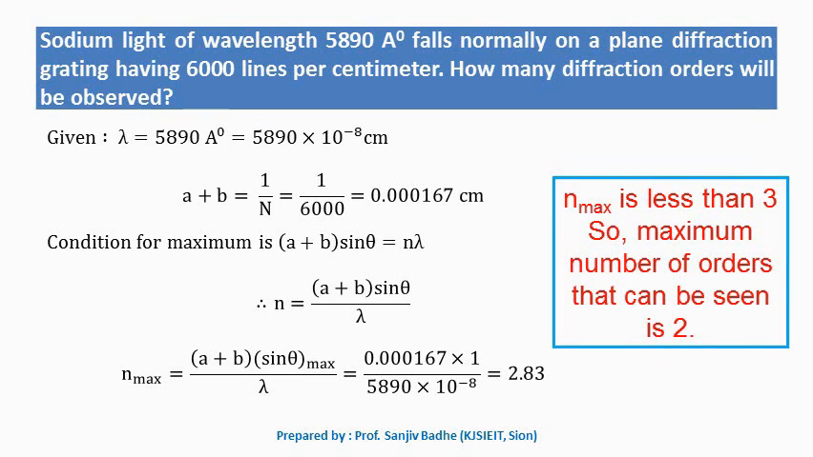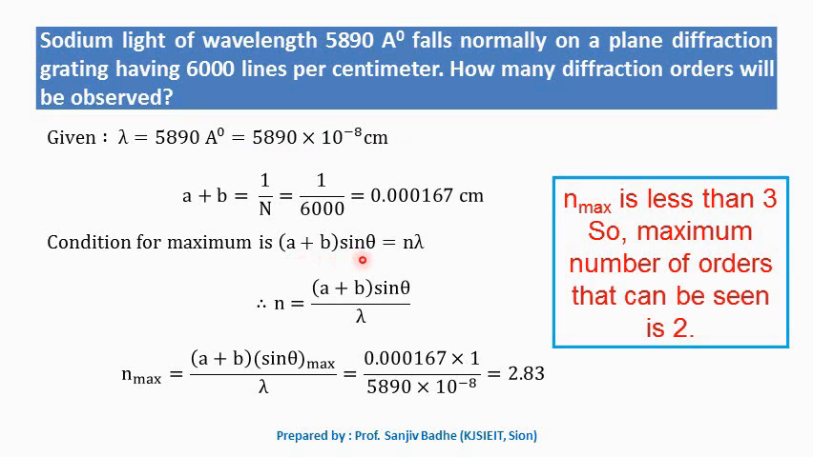This is a similar problem again, in which we will find out how many diffraction orders will be observed. Sodium light of wavelength 5890 angstroms falls normally on a plane diffraction grating having 6000 lines per centimeter. How many diffraction orders will be observed? So this is a straightforward problem. Here the number of lines are also given per centimeter. So A plus B can be written as 1 upon N, that is 0.000167 centimeters. Wavelength here is given as 5890 angstroms, that is 5890 into 10 raised to minus 8 centimeters.